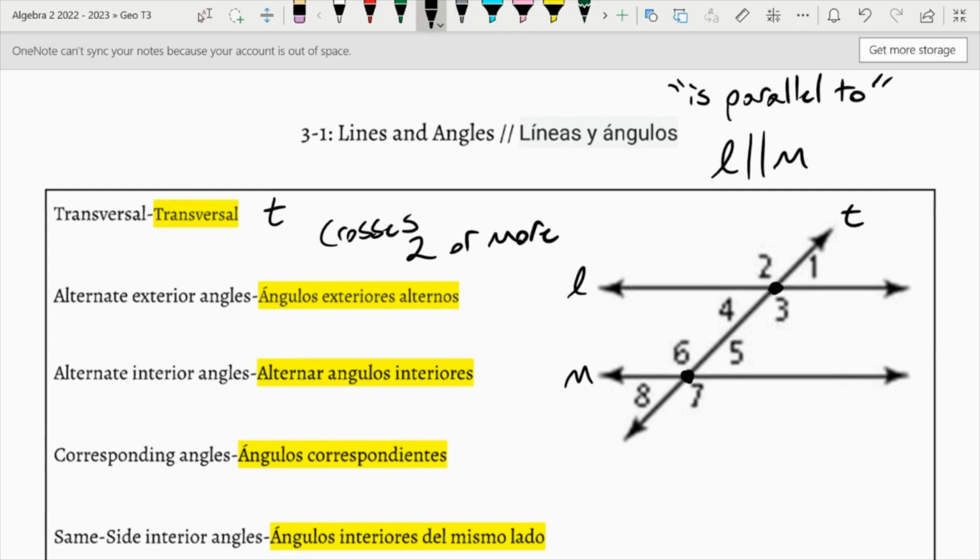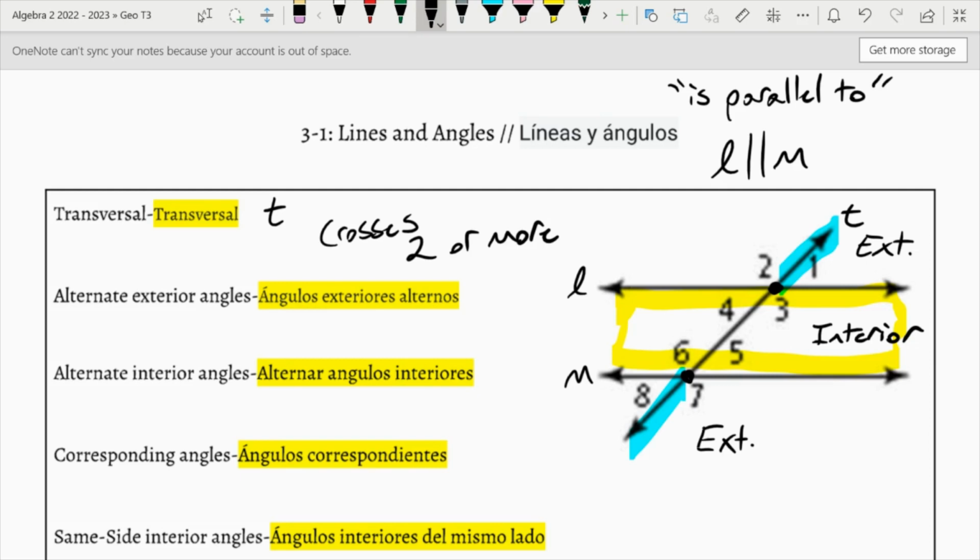And to do that, we need to talk about the interior, which is in between these two lines, and the exterior, which is everything on the outside. So this would be the exterior. Okay, so when I say exterior angles, I'm talking about 1, 2, 7, and 8. And when I'm talking about interior angles, I'm talking about 3, 4, 5, and 6.